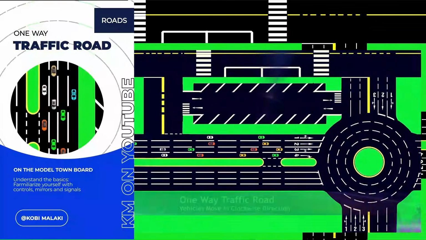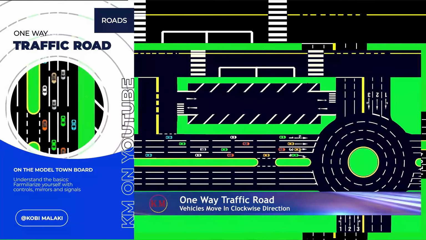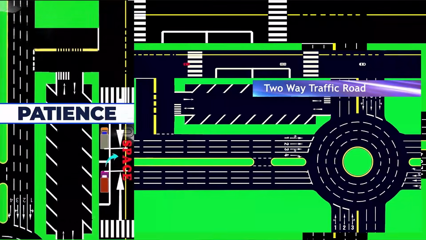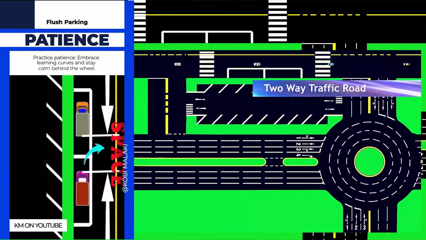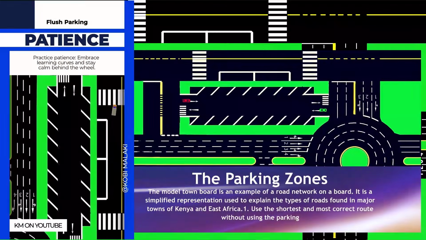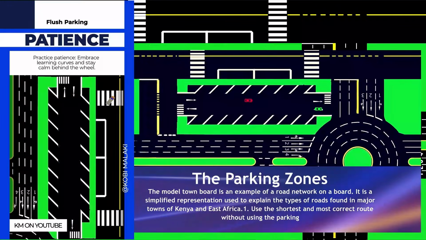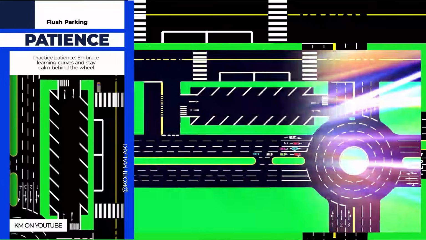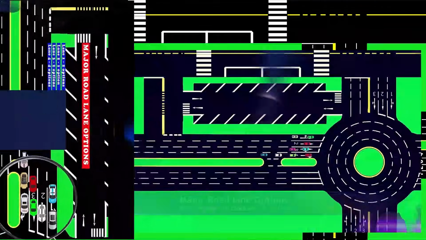In the first part of this tutorial, we learned about the features of the model town board, types of roads, that is one and two-way traffic roads, and the roundabout, among others. So if you haven't watched it, please make sure you do so that you can follow seamlessly.